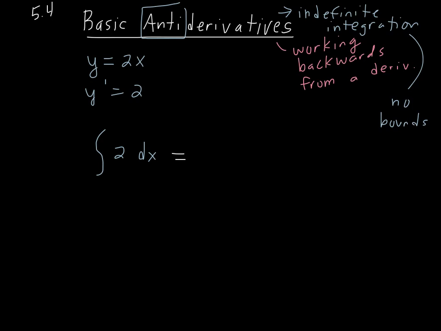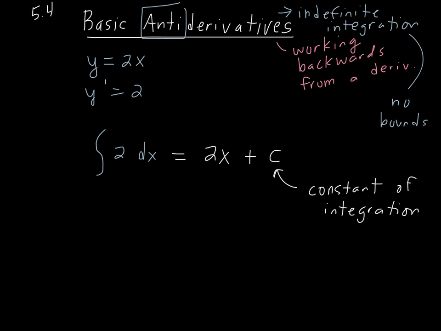Now the dx, just like before, means our independent variable is x. So x is our variable of interest here in the problem, and so when we work backwards we know the answer was 2x, but then we need a plus c, and this plus c we call the constant of integration.